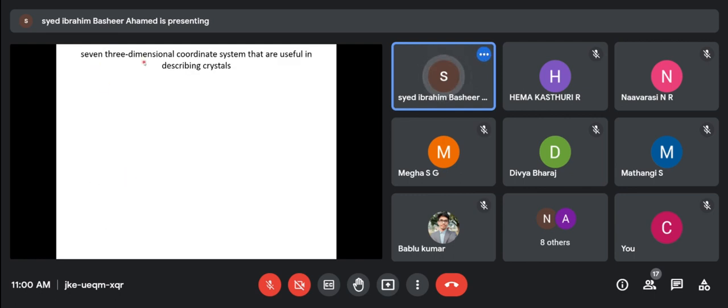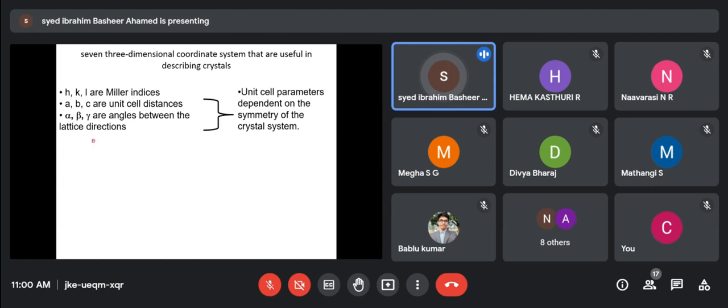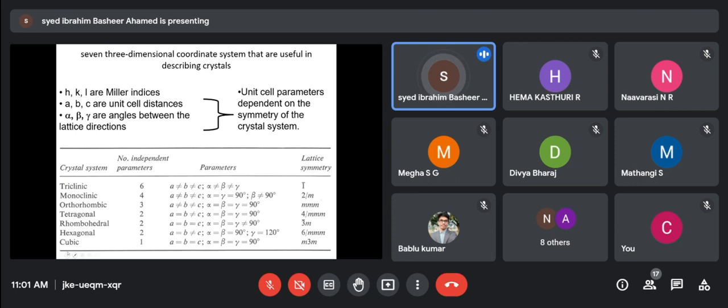So there are seven 3-dimensional coordinate systems that are useful in describing a system. HKL are Miller indices, a, b, c are unit cell distances, and alpha, beta, gamma are angles between the lattice directions. These are the unit cell parameters, dependent on the symmetry of the crystal system. Here are the seven different types of crystal system: triclinic, monoclinic, orthorhombic, tetragonal, rhombohedral, hexagonal, cubic. In triclinic, the number of independent parameters is 6, where a is not equal to b, not equal to c, and alpha is not equal to beta, not equal to gamma.